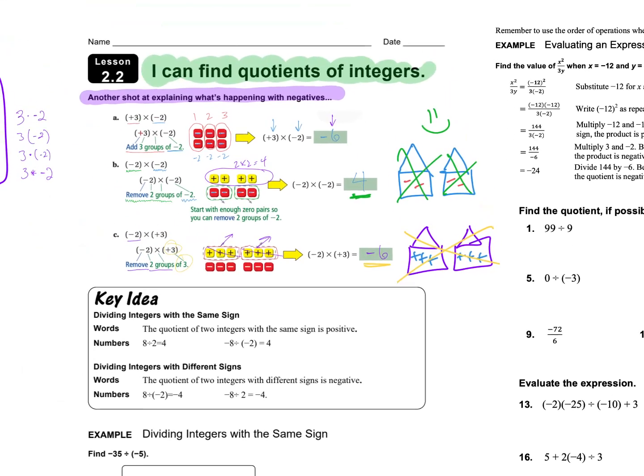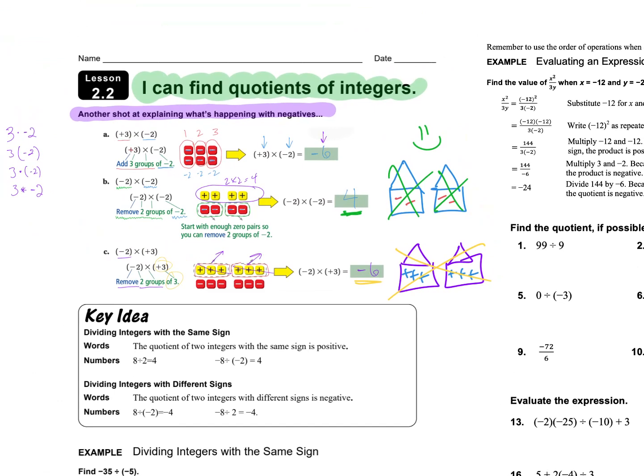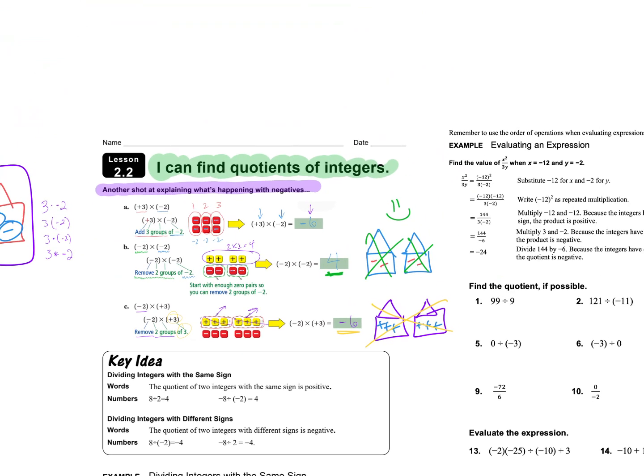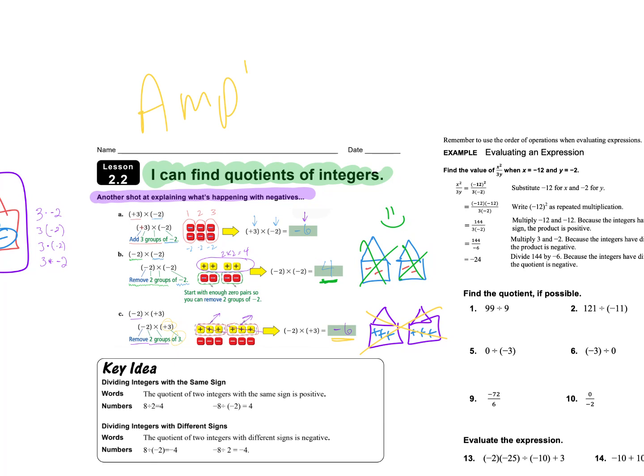So what I want you to do is, at this time, pause and go do the Amplify lesson. The Amplify lesson is going to be strictly on multiplying.